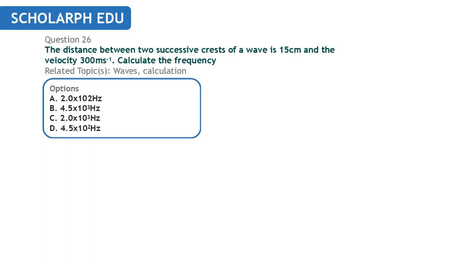Alright, first question here on wave. The distance between two successive crests of a wave is 15 centimeter, and the velocity we are given as 300 meters per second. We have to calculate the frequency of the wave.